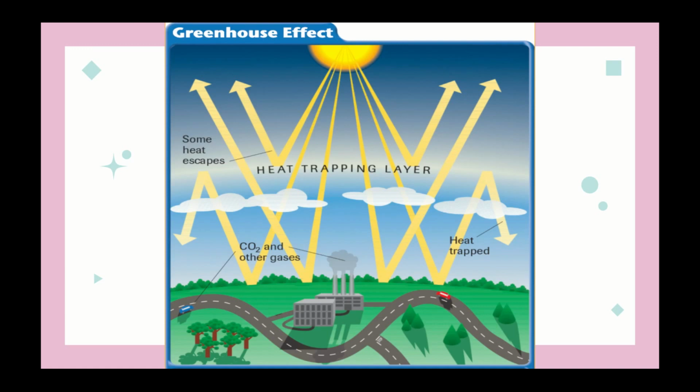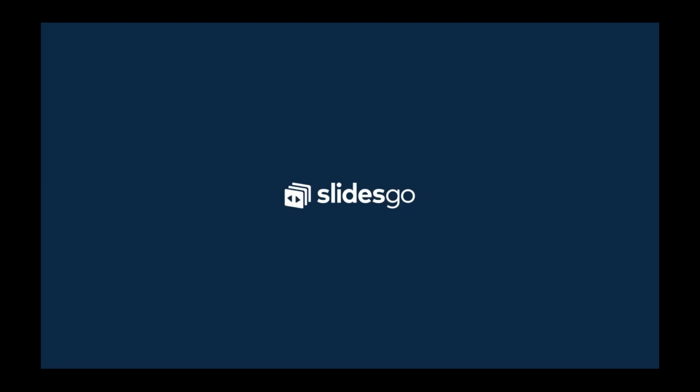Here is another image showing how the greenhouse effect works. Sun's rays come down, some escape, while others are trapped underneath that cloud layer in the atmosphere due to our burning of gases and CO2 and coal.